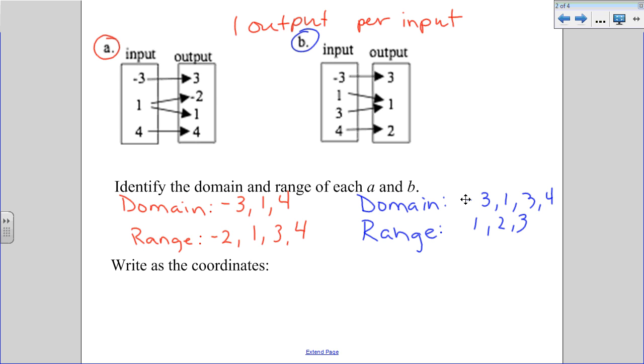Ladies and gentlemen, they may also ask you to write them as coordinates. If they list just the domain and range, I can't tell from that what the coordinates are. So I have to have either a graph that has points on it that I can write ordered pairs for, or an input-output table. For A, I'm going to take the input and pair it with its output. Because one had 2 outputs, I have to use that same x value again and write it with its next output. And then I've got to do the same thing.